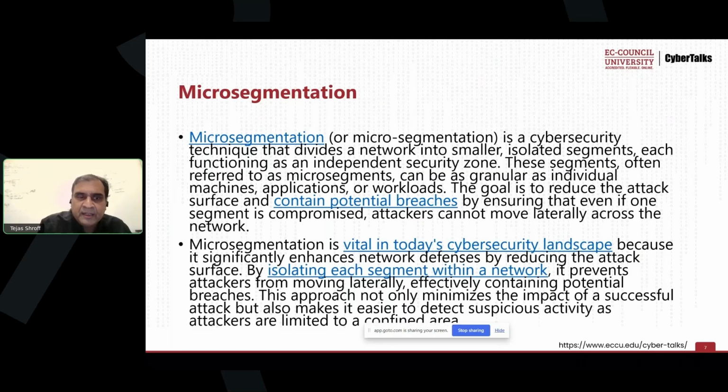You're restricting access. So this approach not only minimizes the impact of a successful attack, but you can even isolate by detecting a suspicious activity, because if you found out that something has happened in a particular confined area and that's what your monitoring says, then you know that that particular area is affected, and immediately what you do is you go ahead and kind of quarantine that area, isolate that portion from the network, and the rest of the network will not be affected.